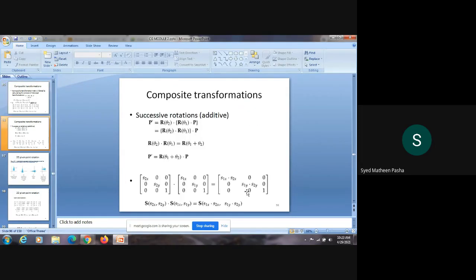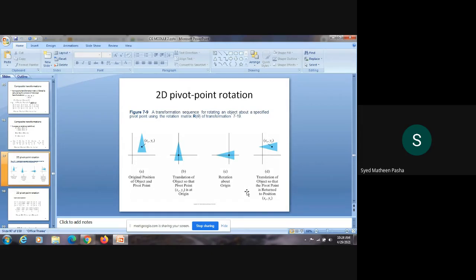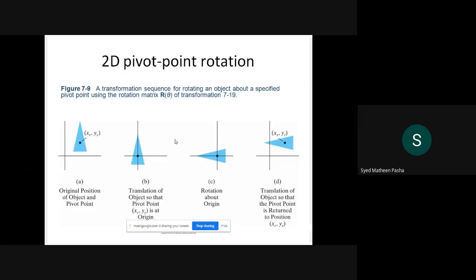Then we saw an important topic, 2D pivot point rotation, where you need to remember a procedure with three steps. We use 2D pivot point rotation so that we can generate a 2D rotation about any other point, by performing translation as well as rotation operations. I can call 2D pivot point rotation translate, rotate, and translate.